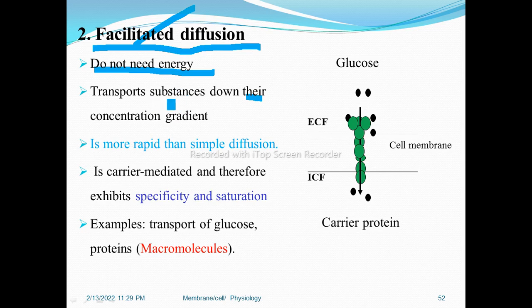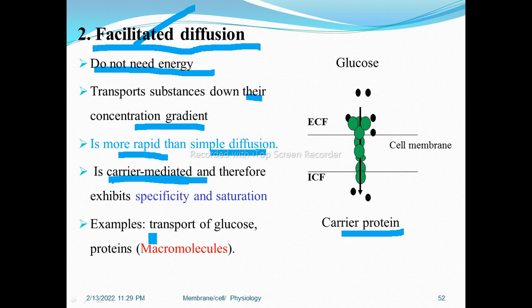That means a movement of substances from higher concentration to the lower concentration. It is more rapid than simple diffusion. And the very important thing is facilitated diffusion is carrier mediated. Therefore, it exhibits specificity, saturation, and competition. Carrier mediated means they use carrier proteins for transportation. So this makes it different from simple diffusion.